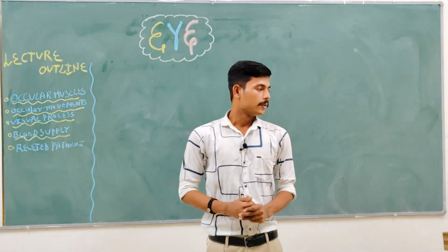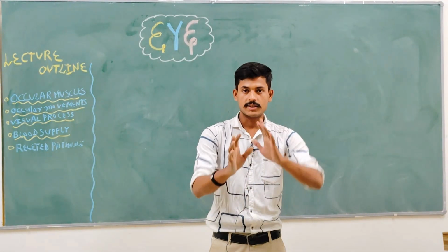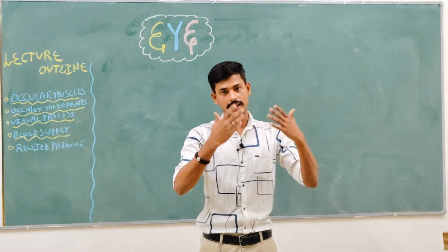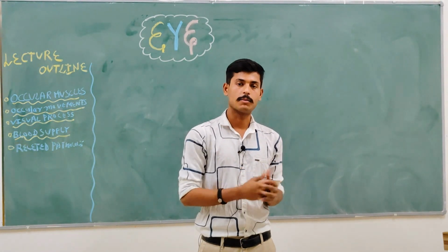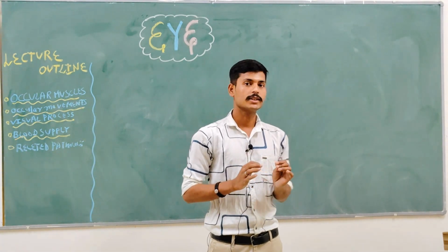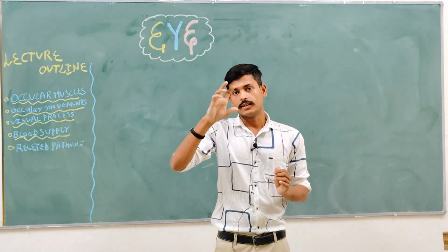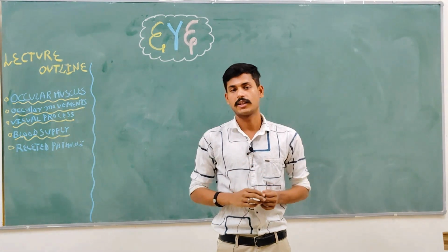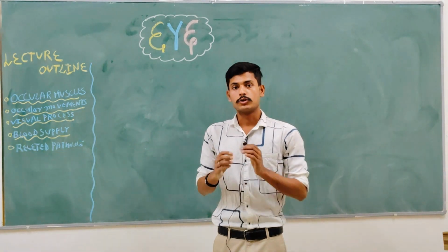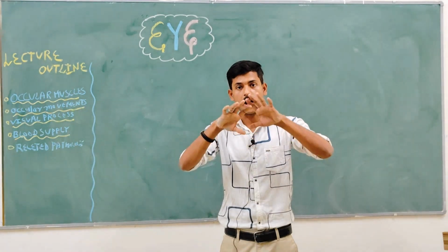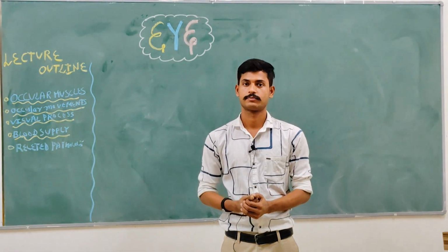We already discussed the structure of the eye. We discussed the layering of the eye, the glands present in the eye, and also the lens and the structure of the eye and their related pathologies. So today we are going to discuss how the eye works.